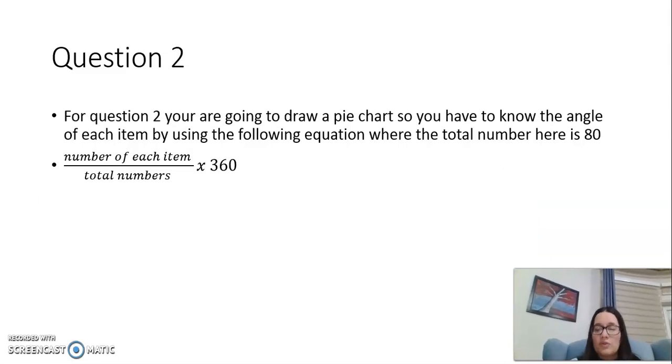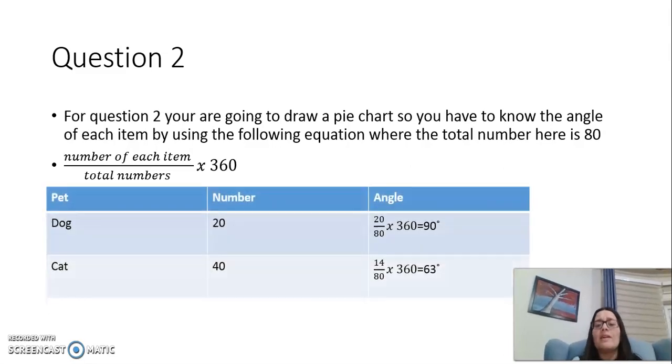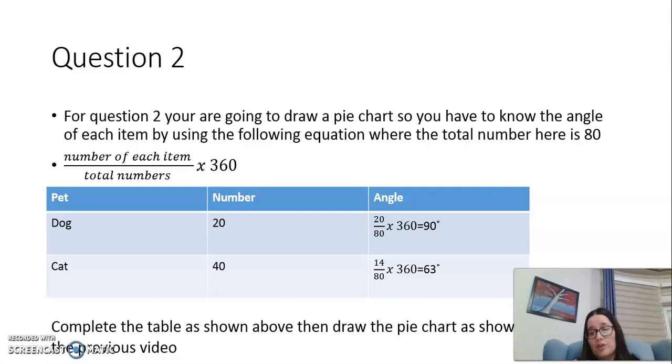For question number 2, you are going to do the same, but here the total number is 80. So the dog angle will be 20 divided by 80 times 360, which is 90. And the cat angle will be 14 divided by 80 times 360, which is 63. Now complete the table and draw the pie chart as shown in the previous figure.